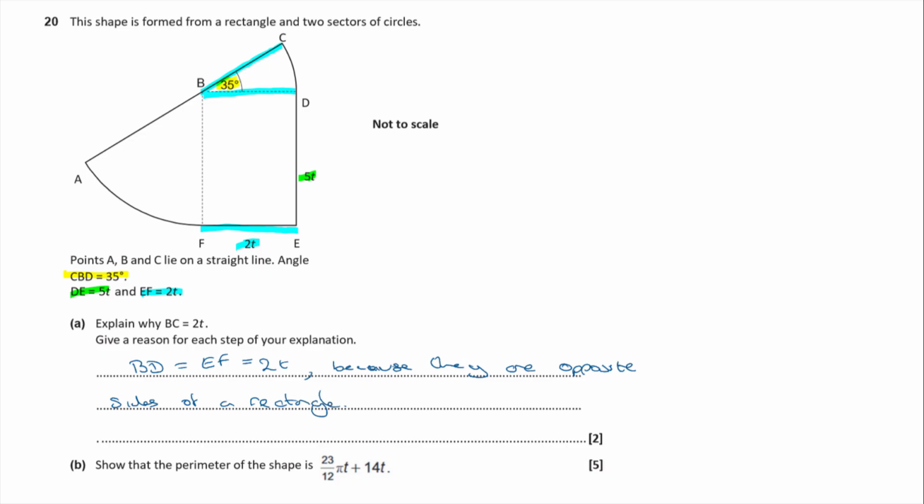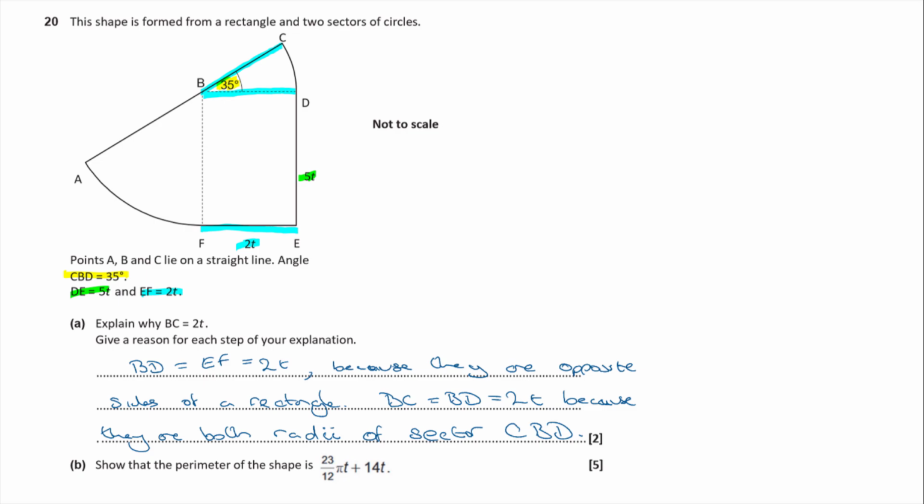And I can say that BC is equal to BD, which is equal to 2t, because they are both radii, it's the plural of radius, both radii of sector CBD. Okay, so they're my 2 marks. So just stringing those two thoughts together.